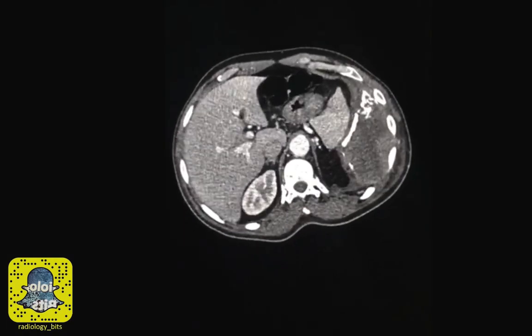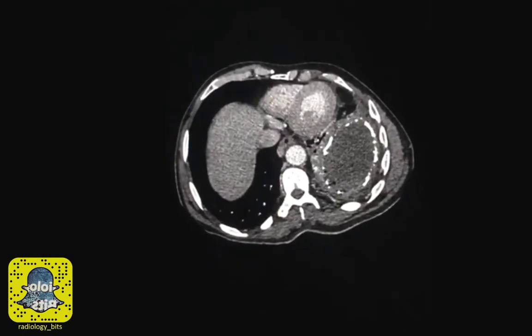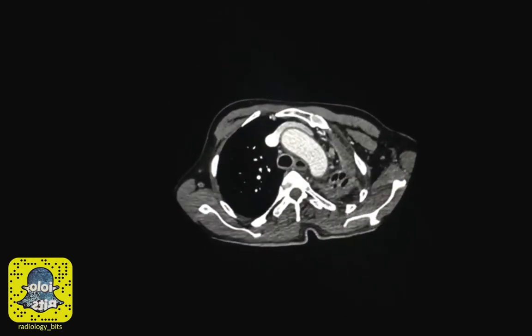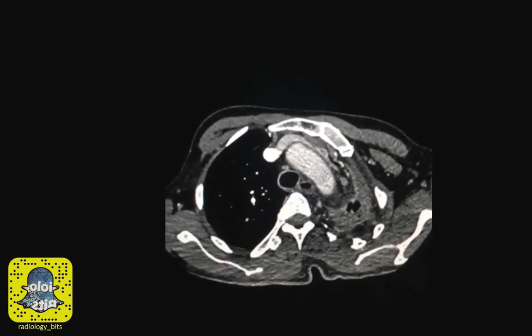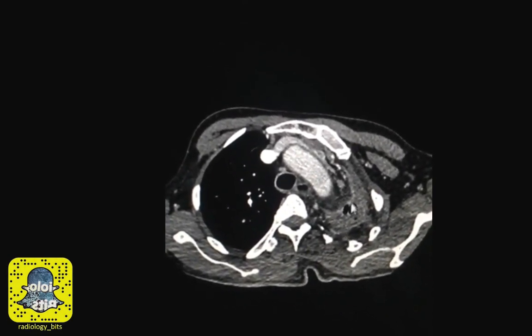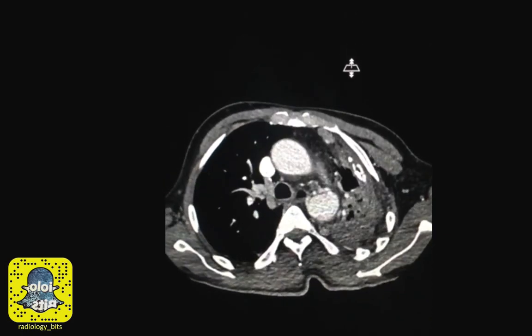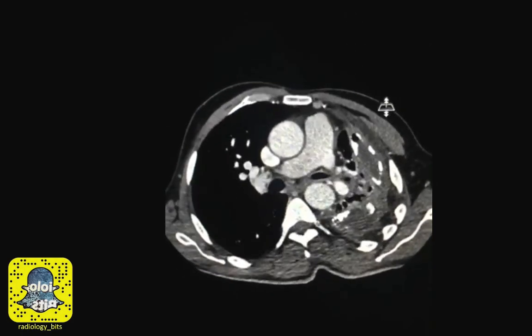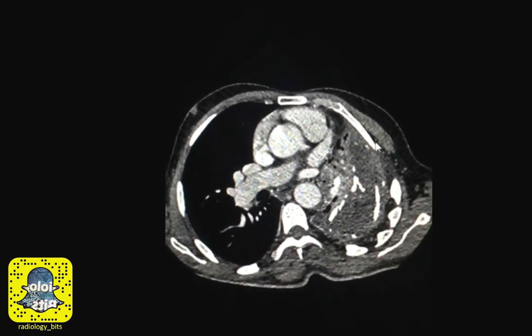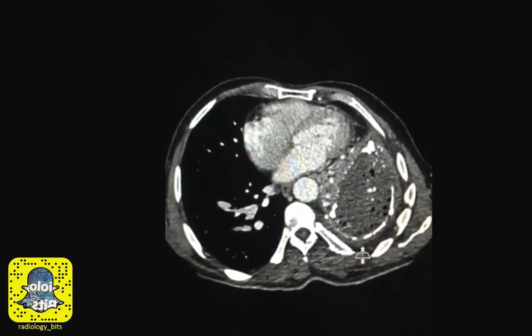Here's another quick look. The difference between the normal right lung and the totally abnormal left lung is obvious. The left lung is small. The left lung also shows this heterogeneous, distorted appearance.